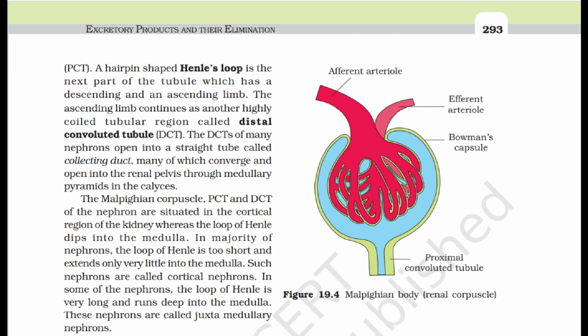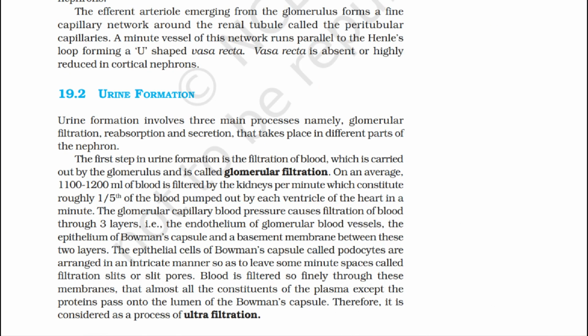In some of the nephrons, the loop of Henle is very long and runs deep into the medulla. These nephrons are called juxtamedullary nephrons. The efferent arteriole emerging from the glomerulus forms a fine capillary network around the renal tubule called the peritubular capillaries. A minute vessel of this network runs parallel to the Henle's loop, forming a U-shaped vasa recta. Vasa recta is absent or highly reduced in cortical nephrons.